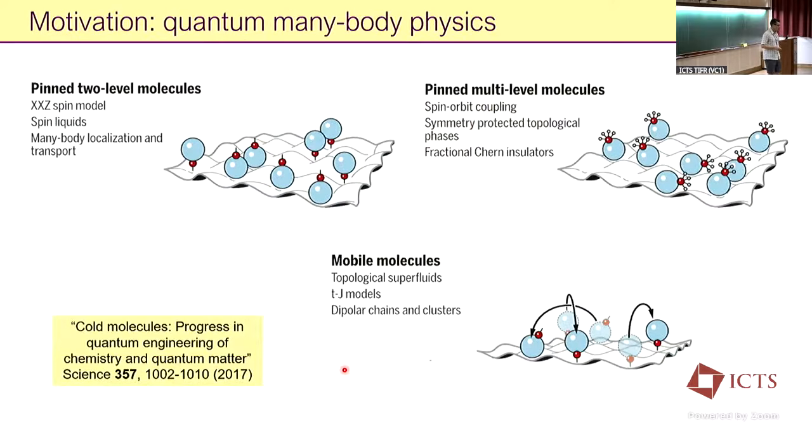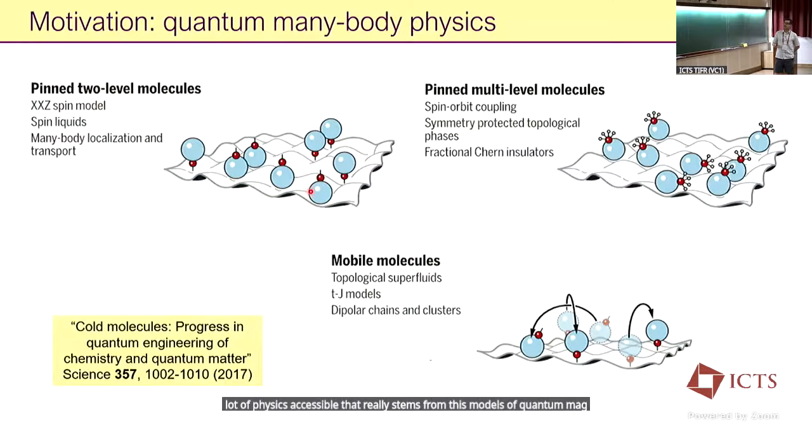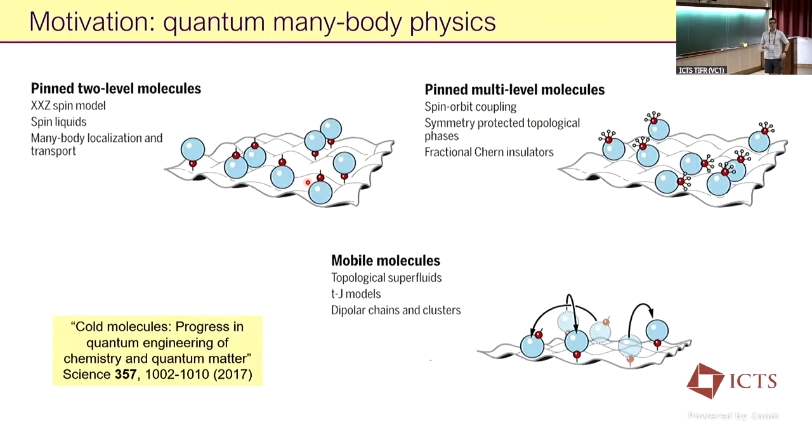And actually, Anna Maria, I think, was an author on this nice paper from almost a decade ago now. I like this picture that really shows some of the possibilities of molecules in this domain. In the case of pinned molecules, the simplest case, you just pin them to the sites of a lattice. Then there's a lot of physics accessible that really stems from models of quantum magnetism. Of course, we had a question about why just two levels? Well, go to more levels, and then you get new physics, even with the molecules just pinned.